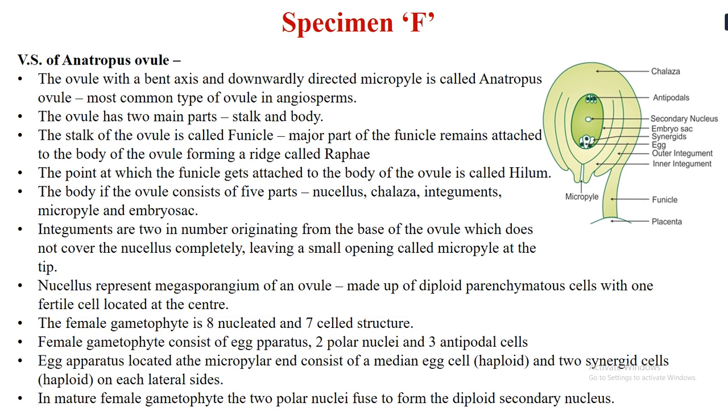The female gametophyte consists of the egg apparatus, 2 polar nuclei and 3 antipodal cells. The egg apparatus is located at the micropylar end, and it has 2 lateral synergid cells. In the mature female gametophyte, the 2 polar nuclei at the center fuse together to form a diploid secondary nucleus. And so the whole structure is known as an 8 nucleated 7-celled structure.